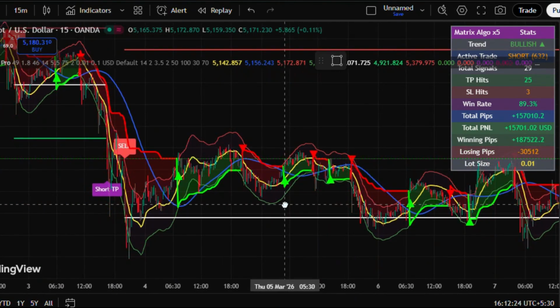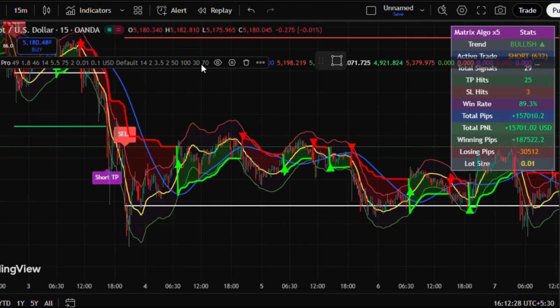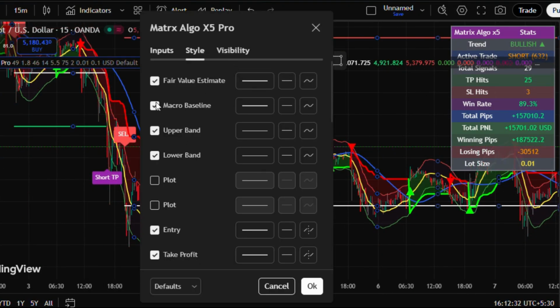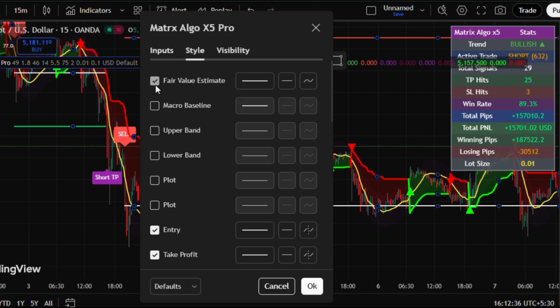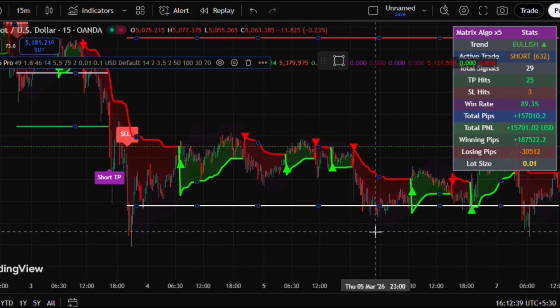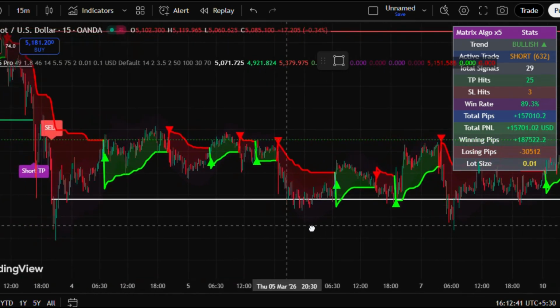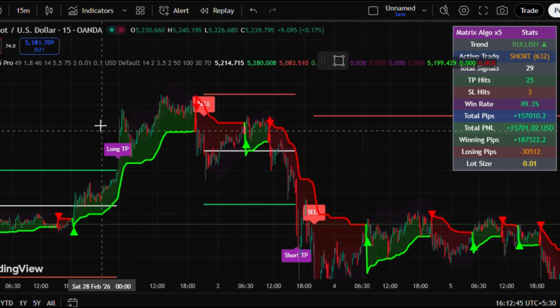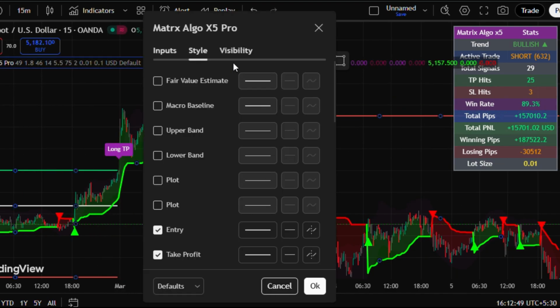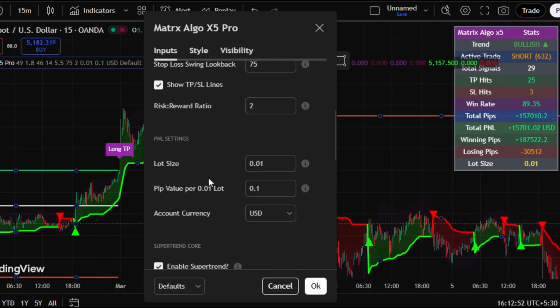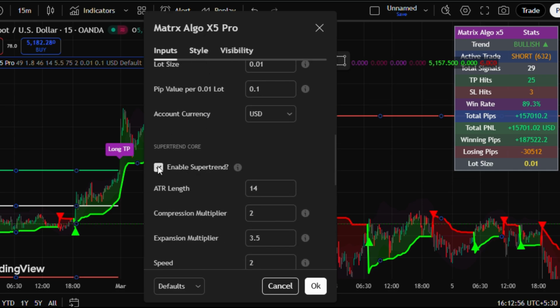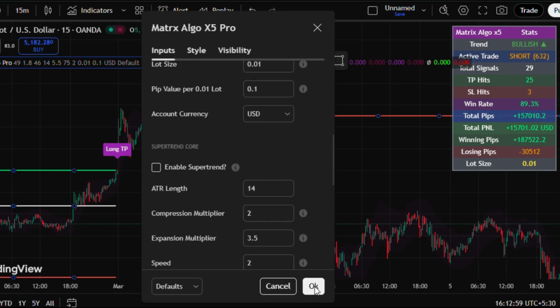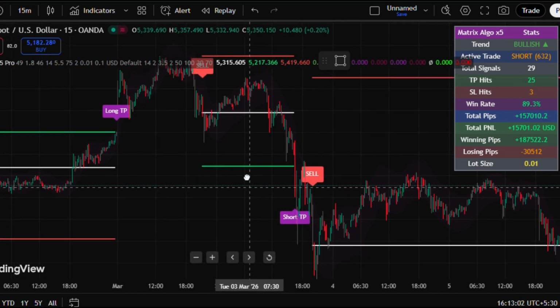To make the chart cleaner and easier to analyze, click on the Settings icon, go to the Style tab and uncheck the unnecessary items. After doing that, you will still see the super trend line. Since we want a clearer view of the signals, you can also disable the super trend by clicking on the Settings icon, going to the Input tab and unchecking the super trend. Now the chart will display the signals more clearly.